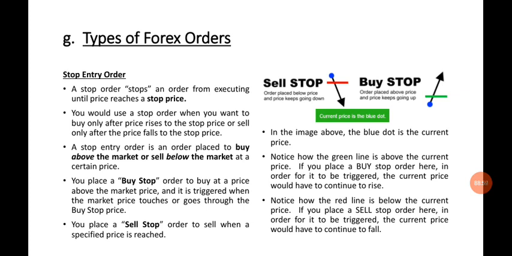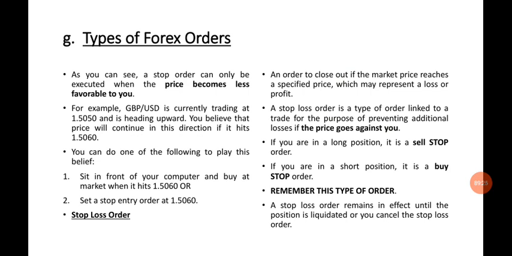Again, in the image above, the blue dot is the current price. Notice how the green line is above the current price. If you place a buy stop order here, in order for it to be triggered, the current price will have to continue to rise. Also, notice how the red line is below the current price. If you place a sell stop order here, in order for it to be triggered, the current price will have to continue to fall. As you can see, a stop order can only be executed when the price becomes less favorable to you.